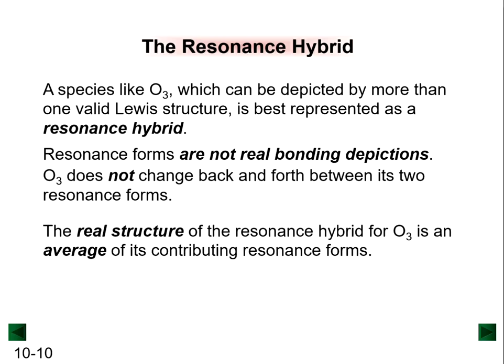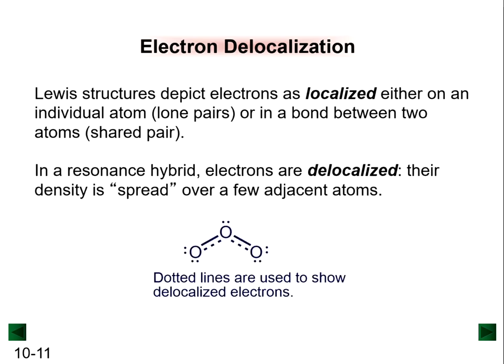So it's important to understand that each of the individual resonance forms, so for example, A and B in the prior slides, are not the real bonding depictions. Ozone is not bouncing back and forth between these 2 forms. The real structure is an average of those 2 forms. And so sometimes what we'll do is draw them as delocalized electrons. In Lewis structures, electrons are depicted as localized either on an individual atom, like lone pairs, or in a bond between two atoms, as in a shared pair. In a resonance hybrid, the electrons are delocalized. Their electron density is spread over a few adjacent atoms or across a couple of bonds. So sometimes, rather than drawing one double bond and one single bond, we'll draw a dotted line to represent a 1.5 bond for each oxygen-oxygen bond.